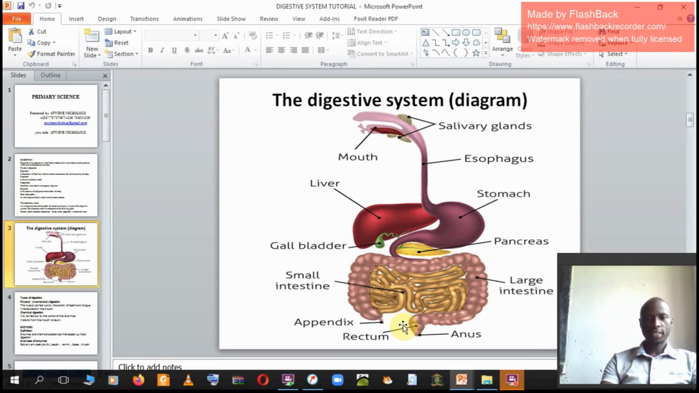From small intestines, we go to large intestines. You can see them. Then from large intestines, we shall go to the rectum. That is where undigested food is kept temporarily. Then this is the anus, the part that takes out undigested food. Shortly, that is digestive. That is the diagram.